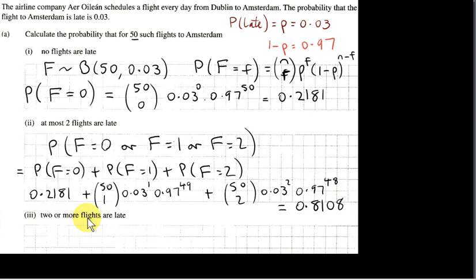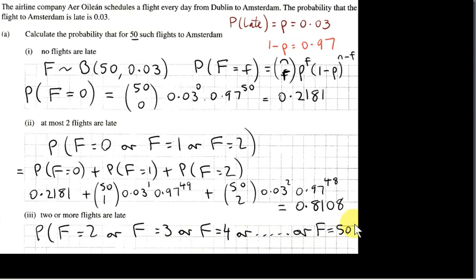Now in part 3 we want the probability that 2 or more flights are late. Well, this means the probability that big F equals 2, or F equals 3, or F equals 4, or dot dot dot, as far as the probability that F equals 50. That means all flights are late. We could calculate all of these probabilities directly, and then by the OR rule sum them. But of course we have a lot of sums to do here. We have 49 of them.